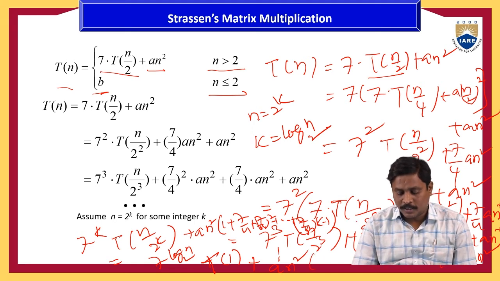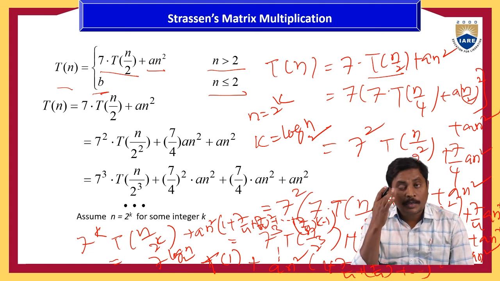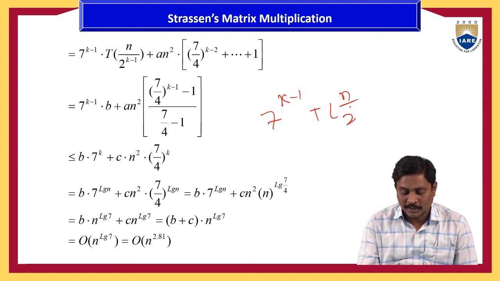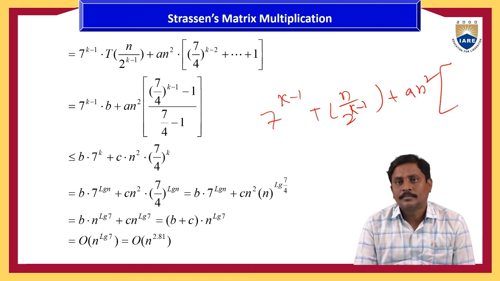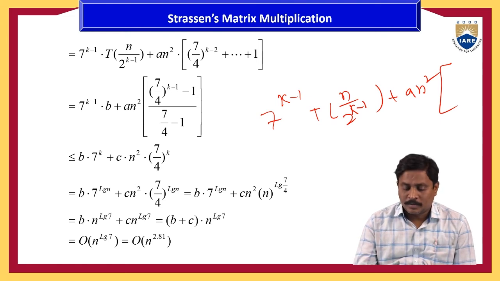Now this is the form of the equation: 1 plus 7 by 4 plus 7 by 4 whole square, and so on. Now this is the form of a geometric series. Using that, the geometric series is 7 power k minus 1 into T of n by 2 power k minus 1, plus a n square. This is the form of a geometric progression. Here a value is 1, r value is 7 by 4.